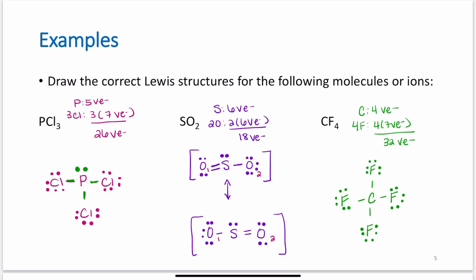Now, if I count up all my electrons, I've used up all 32 electrons. Each fluorine accounts for 8, and there are 4 of them, so 8 times 4 is 32. I've used them all up, so I don't have any to put on my central atom. I check my central atom. It has 4 bonds to it, and each bond represents 2 electrons. My central atom also has its octet, so I'm good to go. We'll learn how to check formal charge in a future module, but this is the structure for CF4.